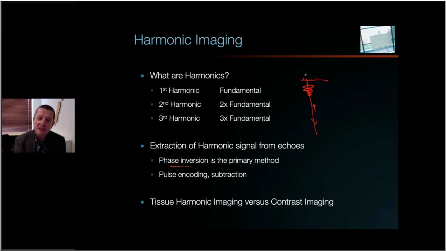Now here I would like to just clarify that in this segment we're talking about tissue harmonic imaging, not contrast harmonic imaging. So here we'll discuss how echoes are generated and processed from native tissue at normal power output settings. And we'll talk about contrast imaging in a different section.